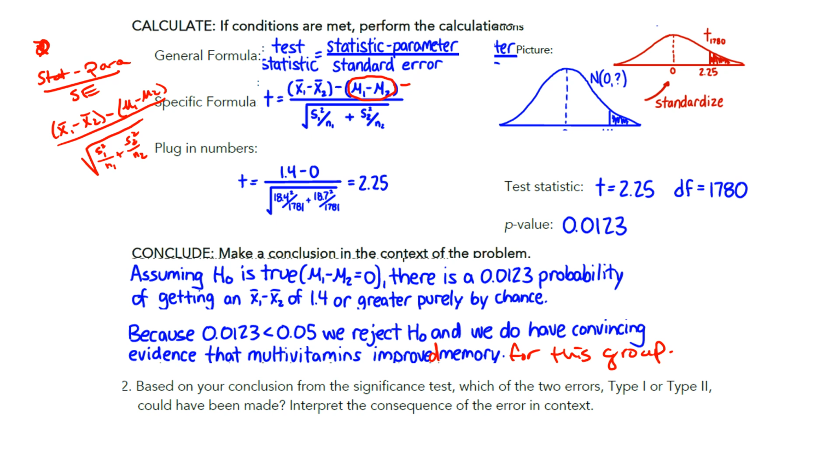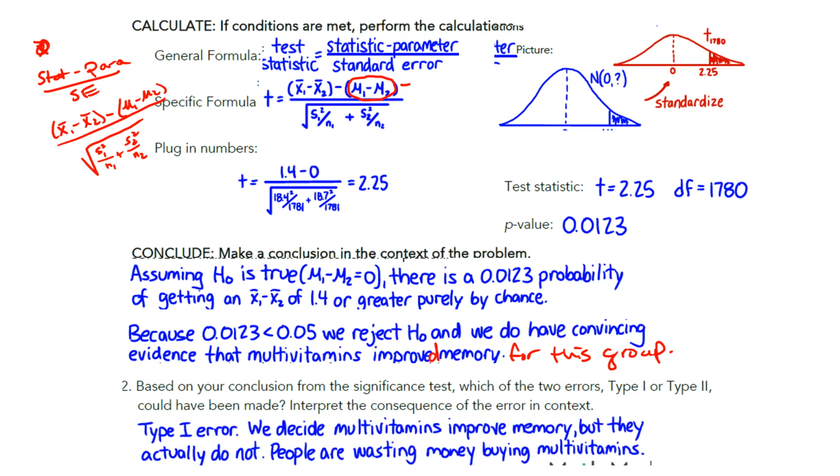So based on your conclusion from the significance test, which of the two errors, type 1 or type 2, could have been made? Interpret the consequence of the error in context. Type 1 error is when we reject the null when we shouldn't. Type 2 error is we fail to reject the null when we should have. So we rejected the null, so we could only make a type 1 error. We decided multivitamins improve memory, but they actually do not. People are wasting money buying multivitamins would be the consequence. Just understand we didn't necessarily make a type 1 error, but a type 1 error is the only error we could have made here because we rejected the null.